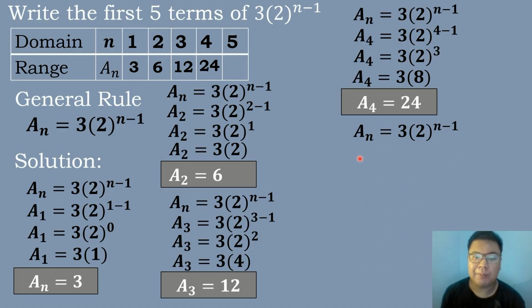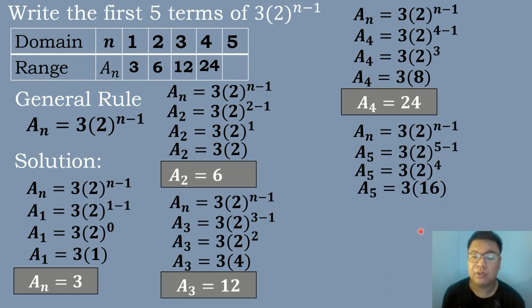And then for the value of the fifth term, use the same step. Using the general rule, substitute the value of n, which is equal to 5. A sub 5 is equal to 3 times 2 raised to 5 minus 1 power. 5 minus 1 is equal to 4. 2 to the fourth power is equal to 16, 2 times 2 times 2 times 2. And then multiply it by 3, which is equal to 48. So the value of the fifth term is equal to 48. So the first 5 terms of the sequence 3 times 2 raised to n minus 1 power are 3, 6, 12, 24, and 48.